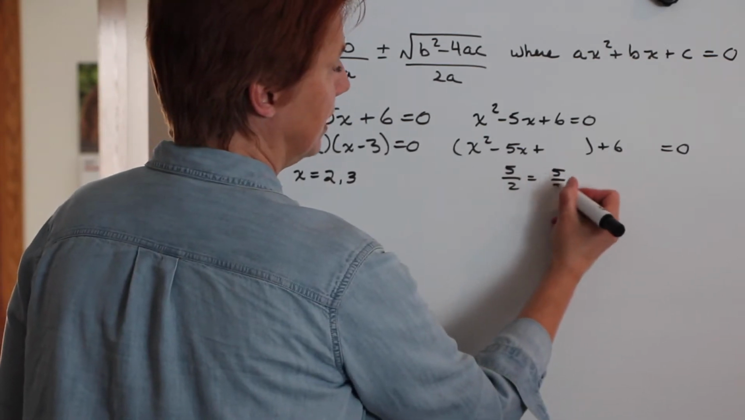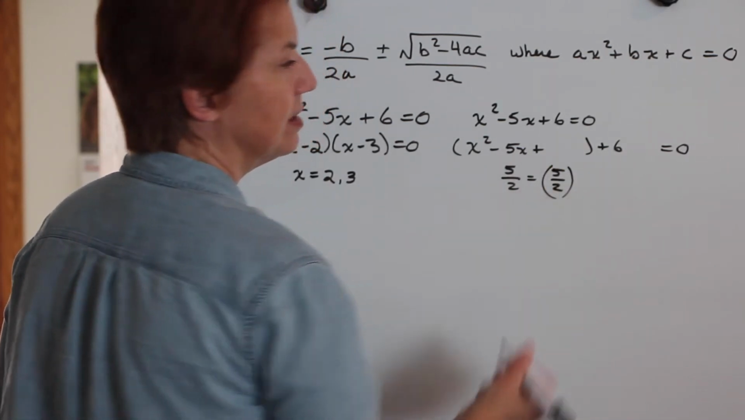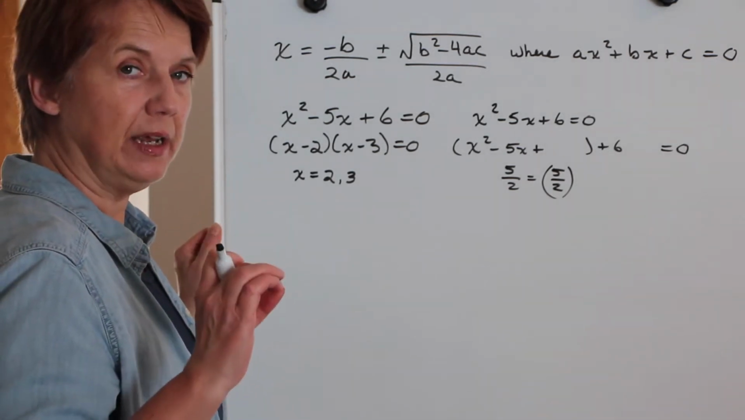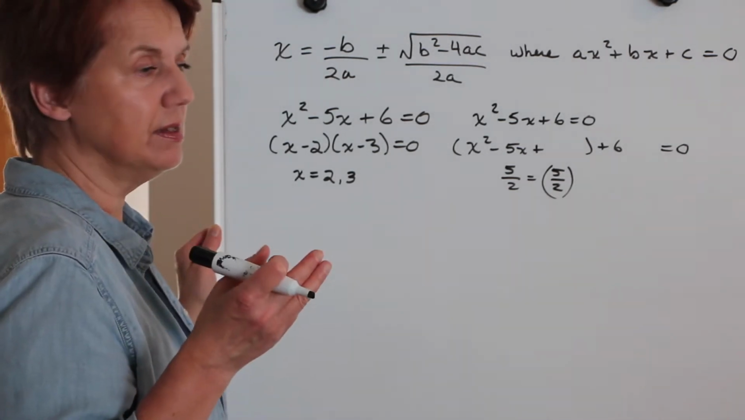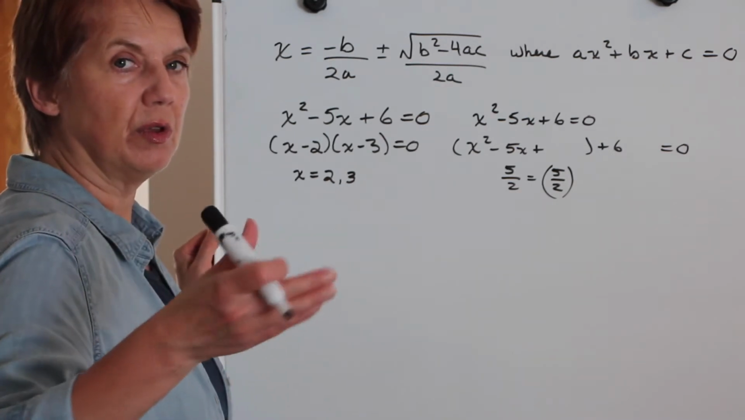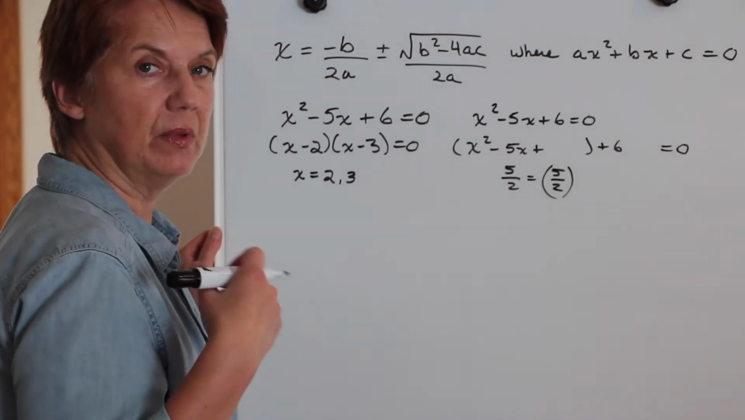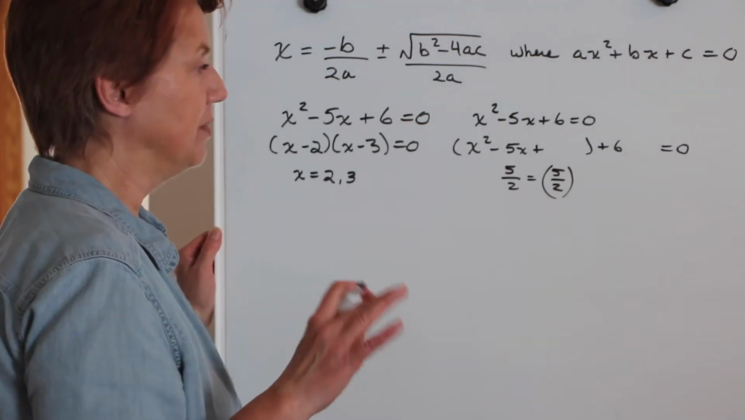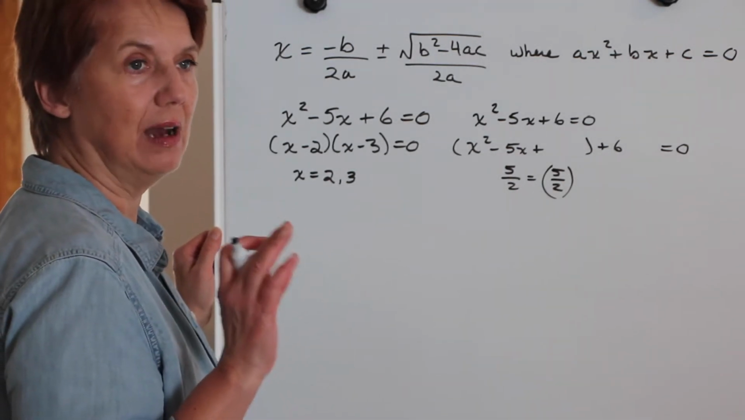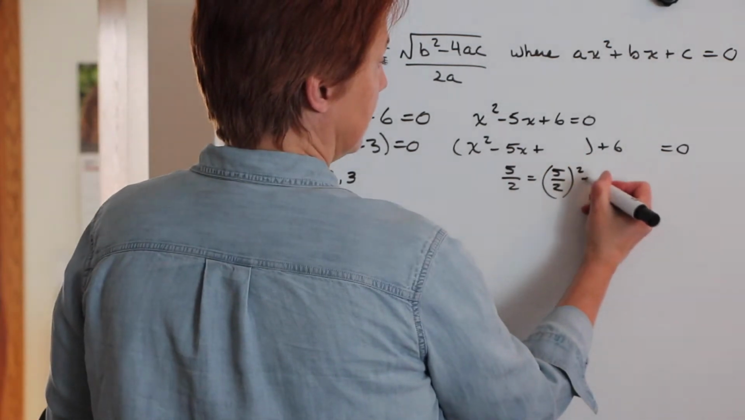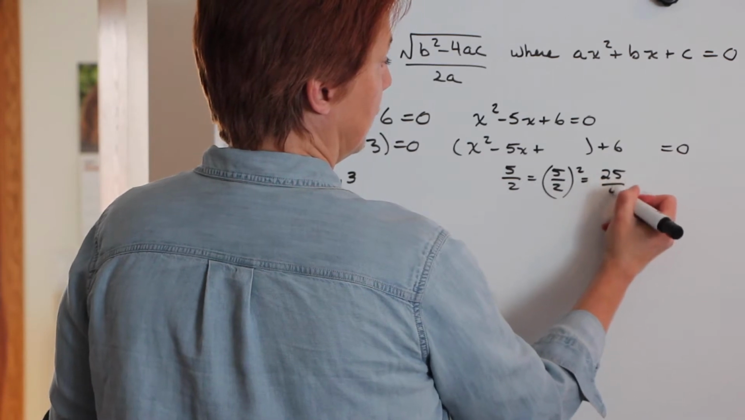Never go to decimals here unless the question started off with decimals. Because if the fraction doesn't terminate, this one does, but if it doesn't, then you're stuck with something like 1.3333 to square and then put in here, and it throws the accuracy of your work off. So you want to stick to fractions unless you've been given decimals to begin with. Alright, so we're going to square that. We're going to get 25 over 4.